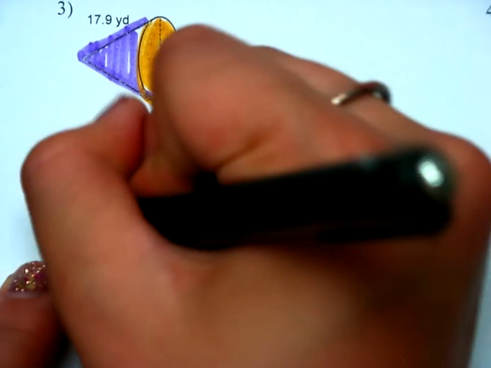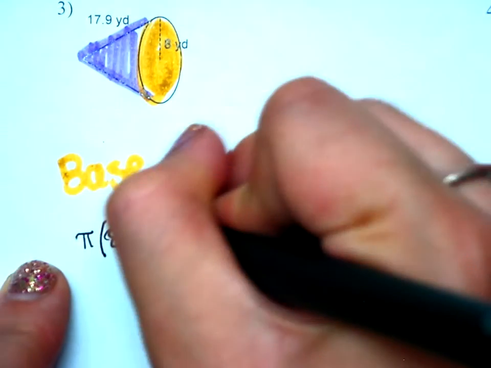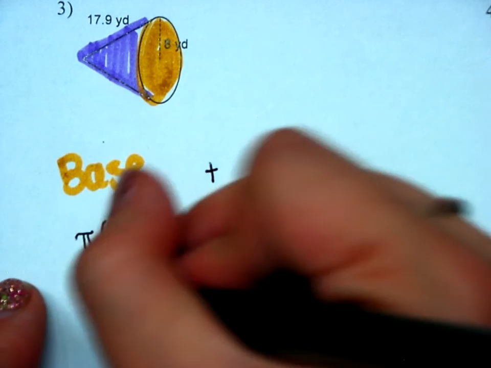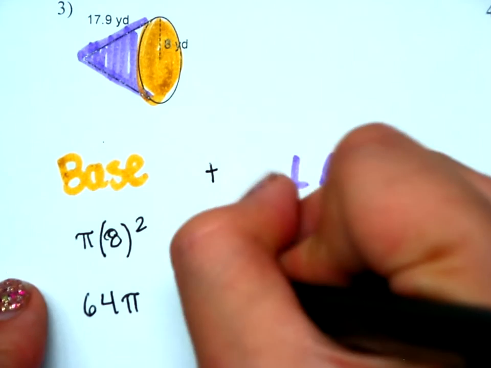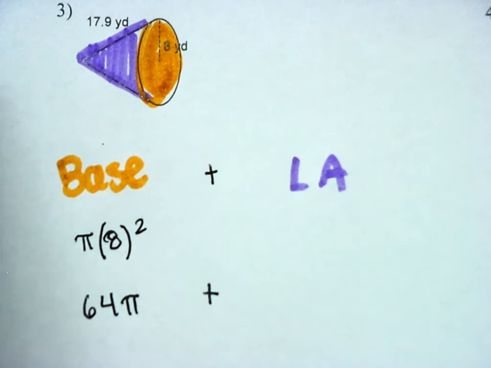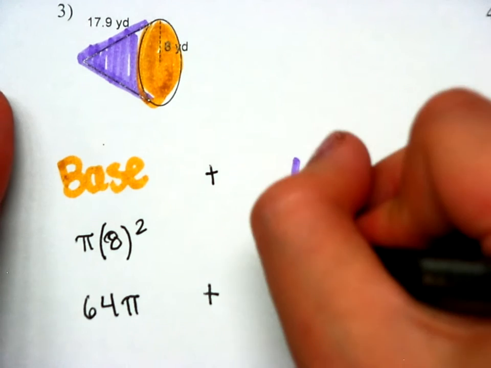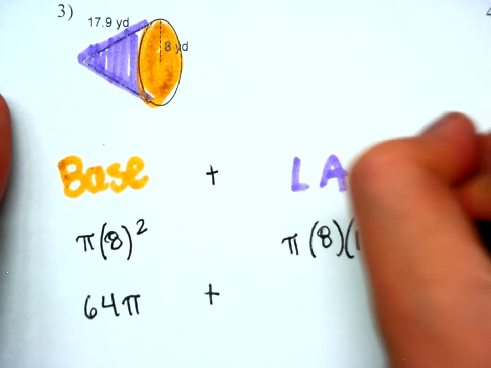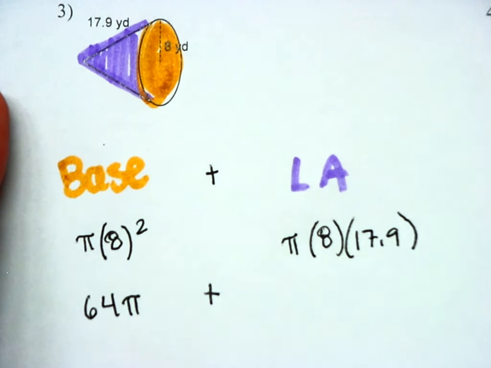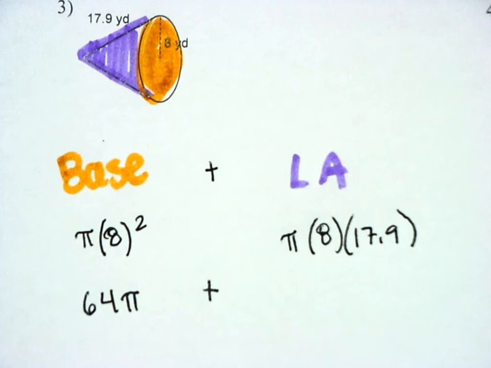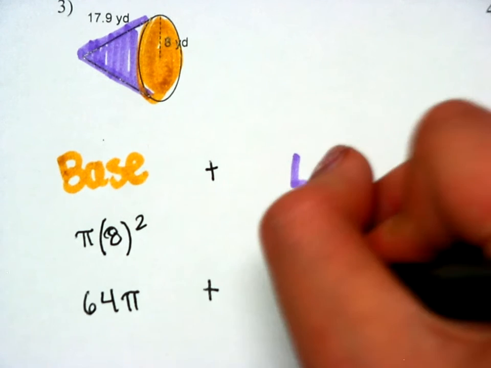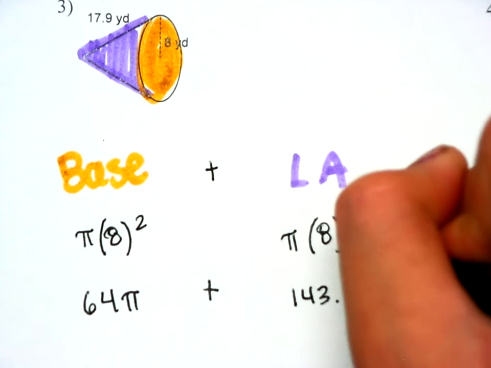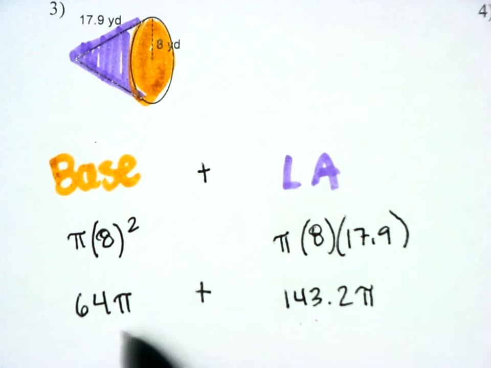Pi r squared. Pi times 8 squared. Okay, so that's 64 pi plus. And then my lateral area is pi r slant height. So pi 8 and then 17.9. Okay, let's multiply those together. 17.9 times 8 is 143.2 pi.